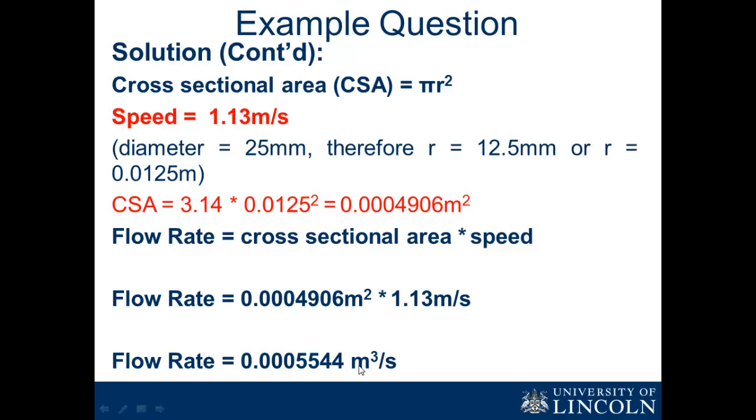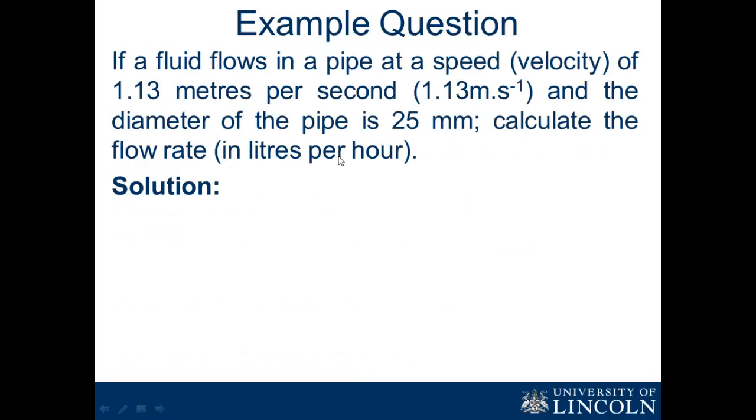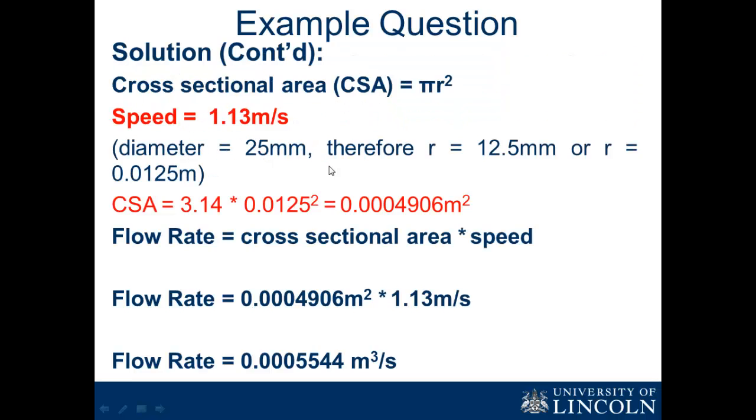You have your flow rate in meter cubed per second. Now I'm giving you the problem to solve: express this in liters per hour. Use the conversion principle I've mentioned earlier. Convert your meter cubed to liters, and convert your seconds to hours. Don't forget that 60 seconds equals 1 minute, and 60 minutes equals 1 hour.